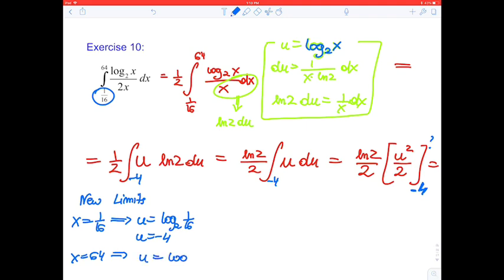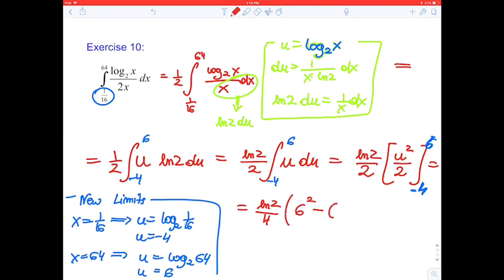Okay, and if x is 64, u will be log base 2 of 64. That means 2 to the power of what number to get 64? 16 is 4, 32 is 5, and 6 will be 64. That means 6 is the upper limit. 6. Okay, let's try to substitute. And what we getting? ln of 2, maybe 2 and 2 I can combine together, and I have u squared, which is 6 squared, minus negative 4 squared.